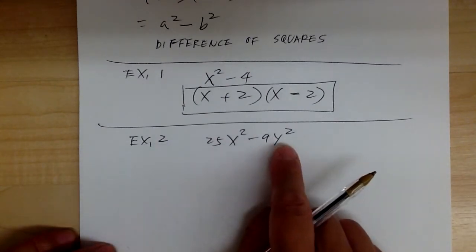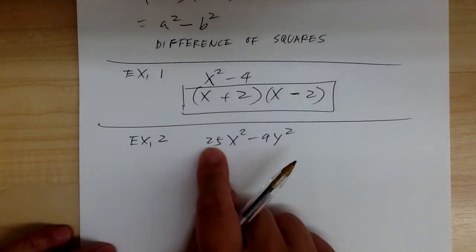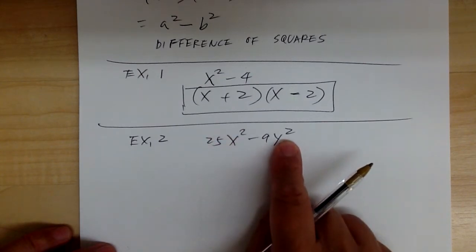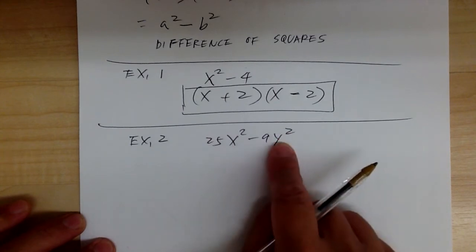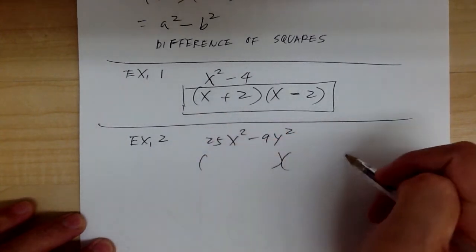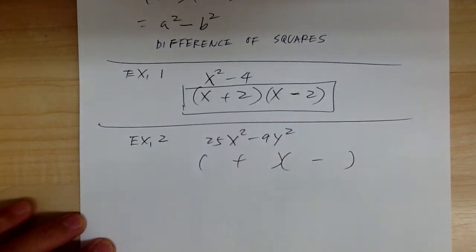Two terms, check for difference of squares. This is a square, right? This is 5 squared, this is x squared, this is 3 squared, this is y squared. So everything is a square. When you have square minus square, that is your conjugates, right? You need to bring the conjugate.